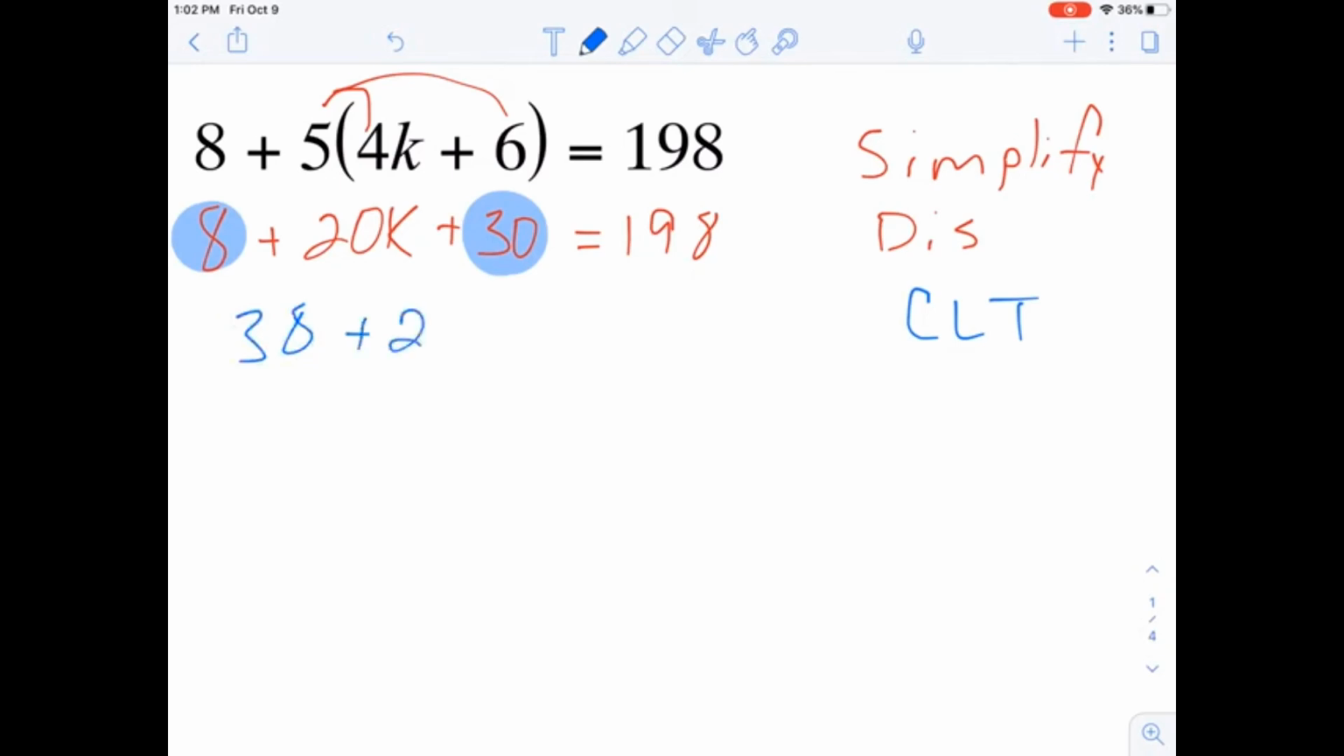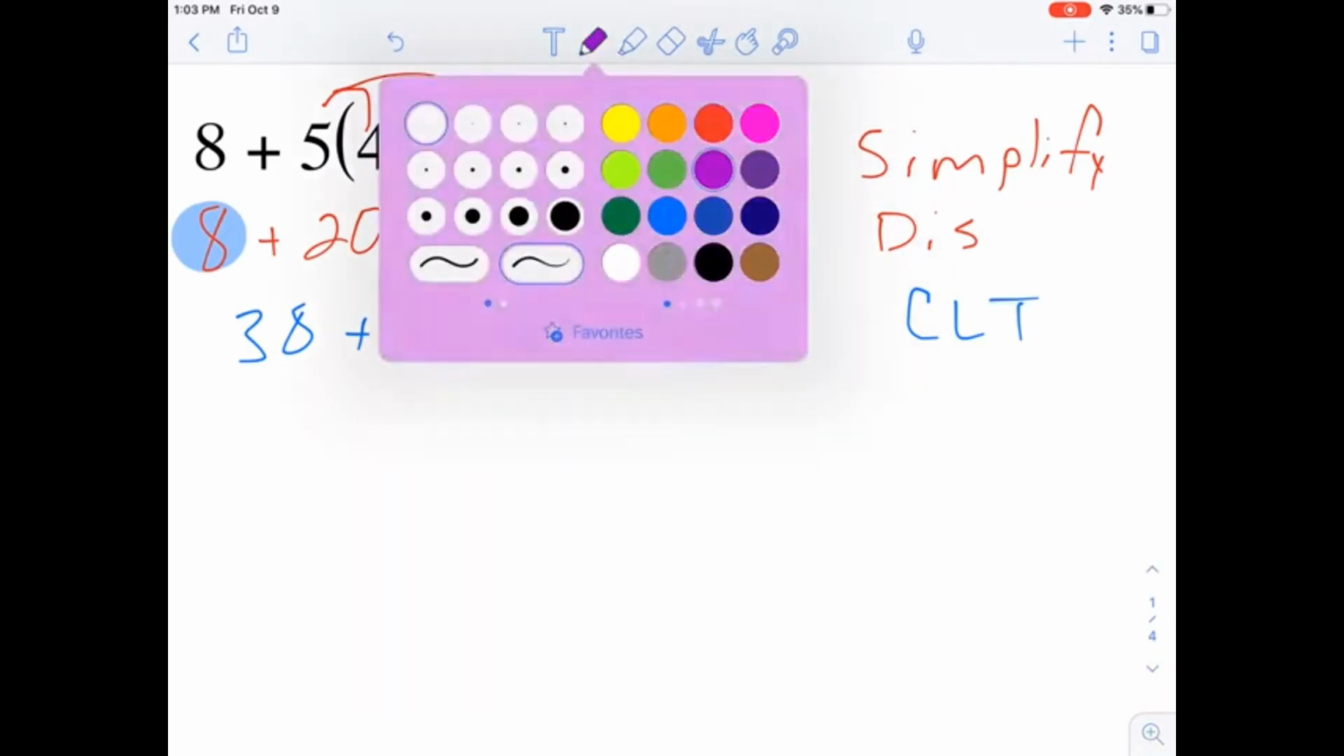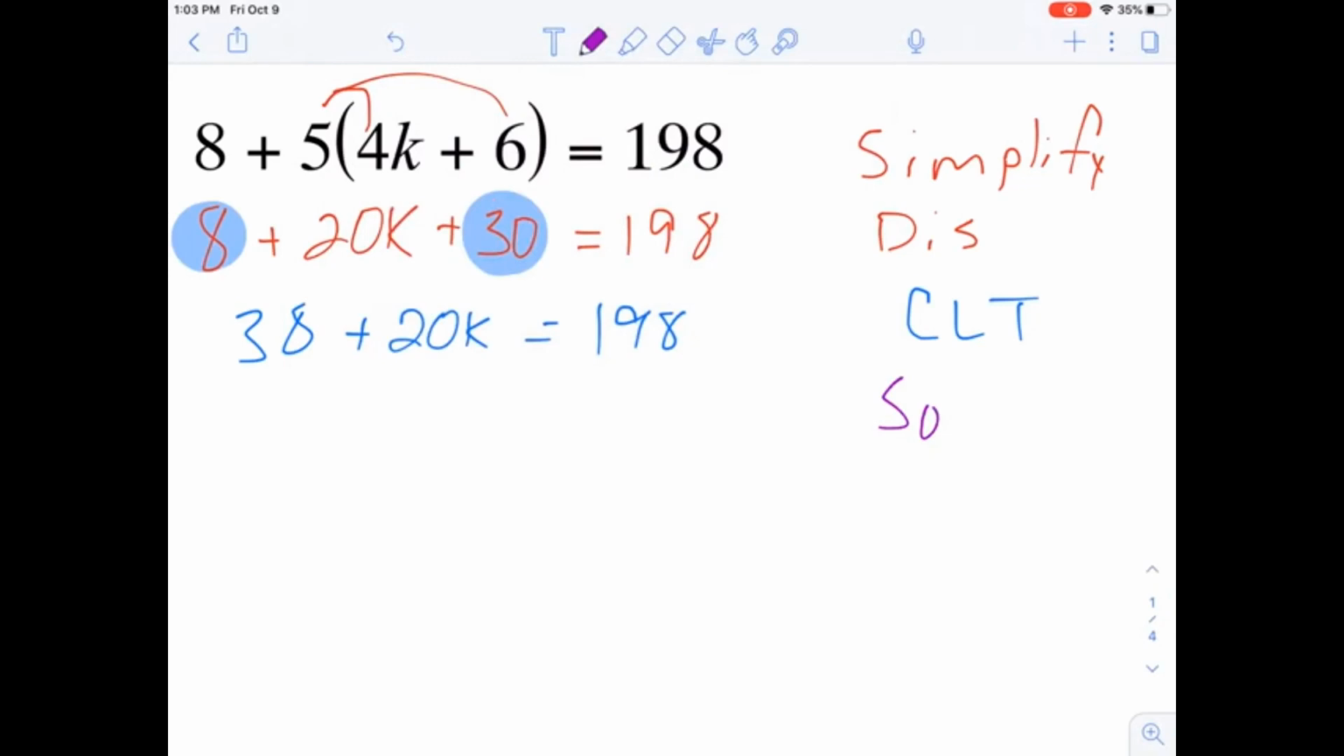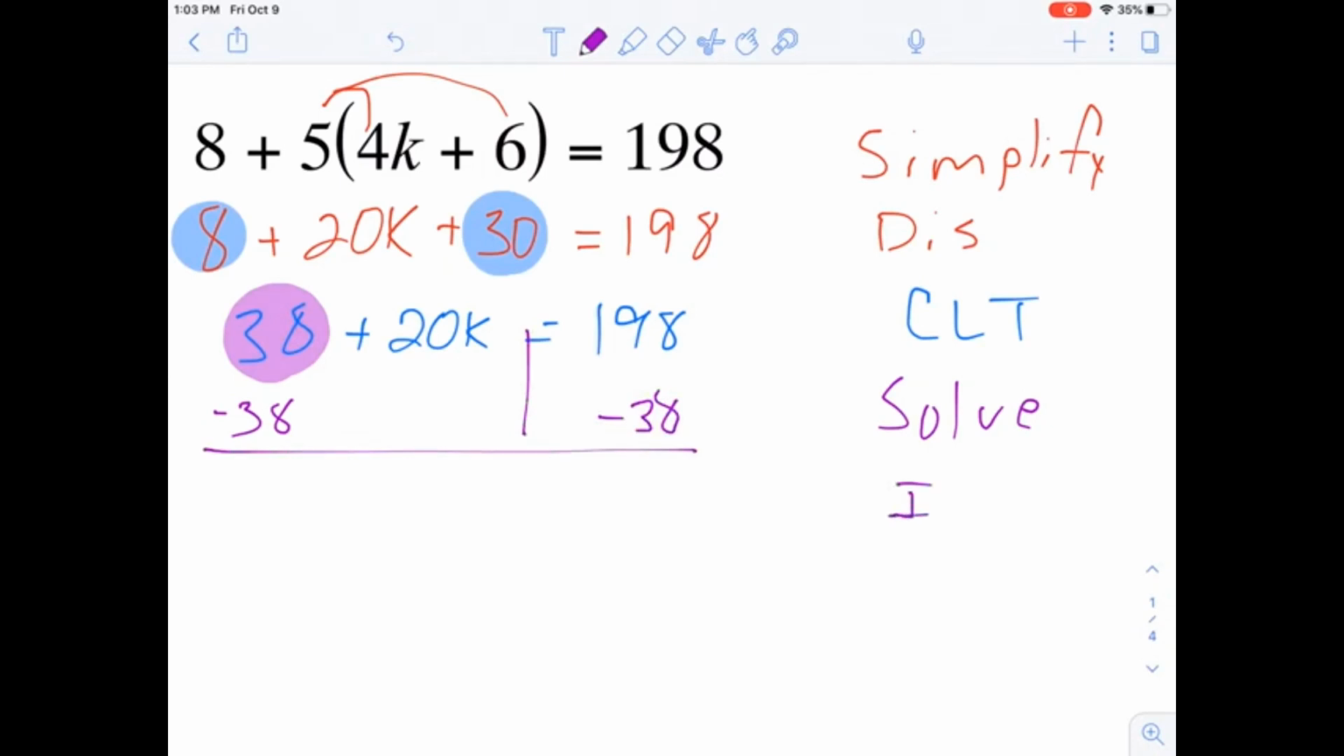Plus 20k comes down. Equal sign comes down. 198 comes down. Now we're going to start to solve. And so when you solve, you're going to use inverse operations. In this case, I want to get rid of this 38 first. So to get rid of a positive 38, I'm going to subtract 38 from both sides of the equal sign. That step is called the inverse of addition because it's a positive.